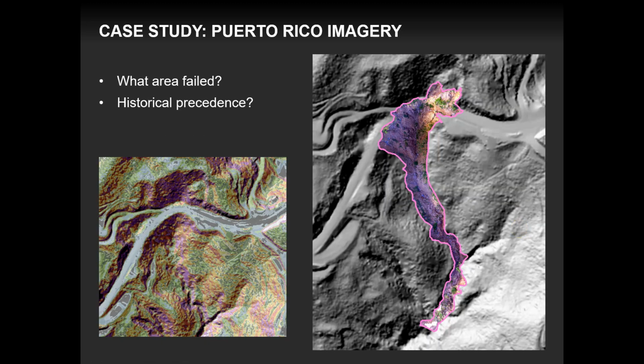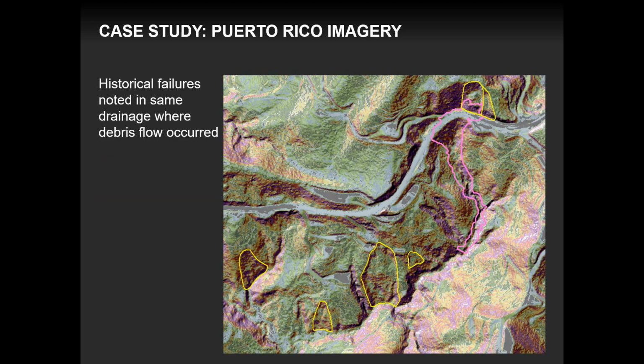So my question again is, what area failed, and do we have any historical precedents? If we were doing this method where we begin with the LiDAR data and look for these areas of historical failure, what may we have found? On the left here is the 1 meter USGS pre-storm LiDAR DEM with the slope map on it. And on the right here is that same hillshaded DEM, but it now has the imagery just for the debris flow track itself posted on it.